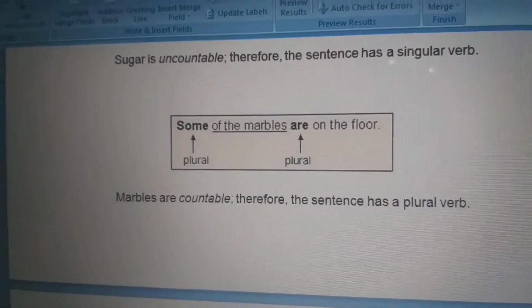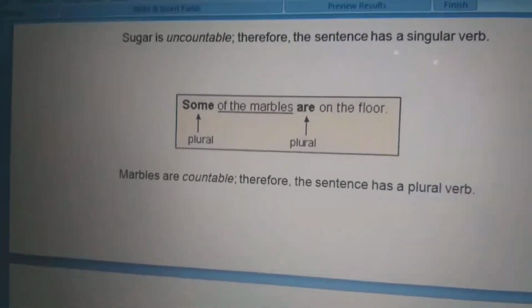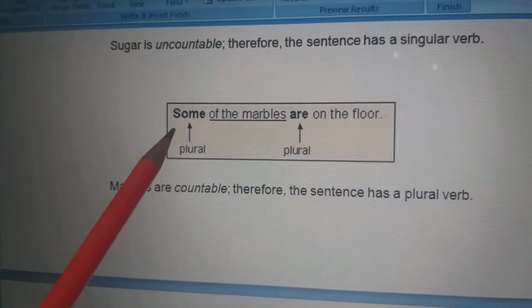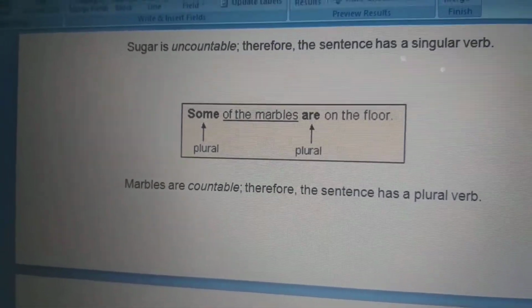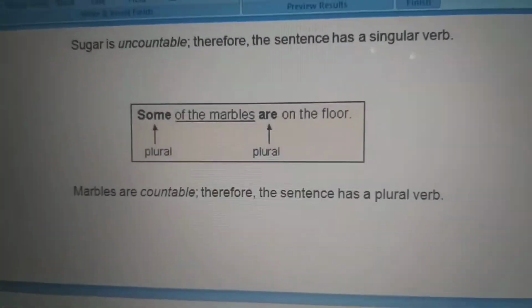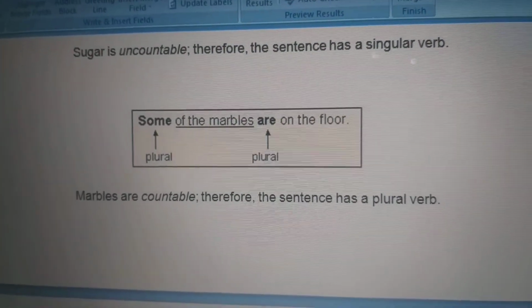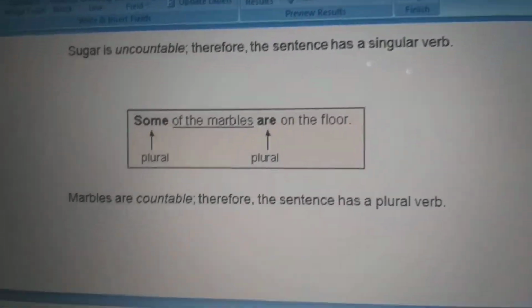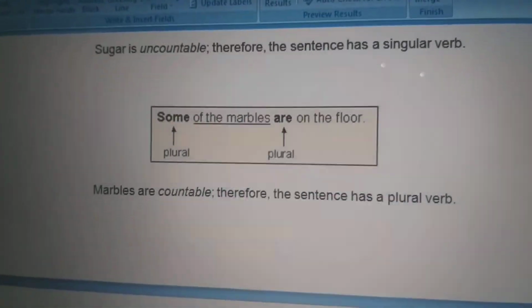Then marbles. Now, marbles is what? It is a plural form. And some is also plural. Some can be any number, it can be two, three, four, anything. So: some of the marbles are on the floor.